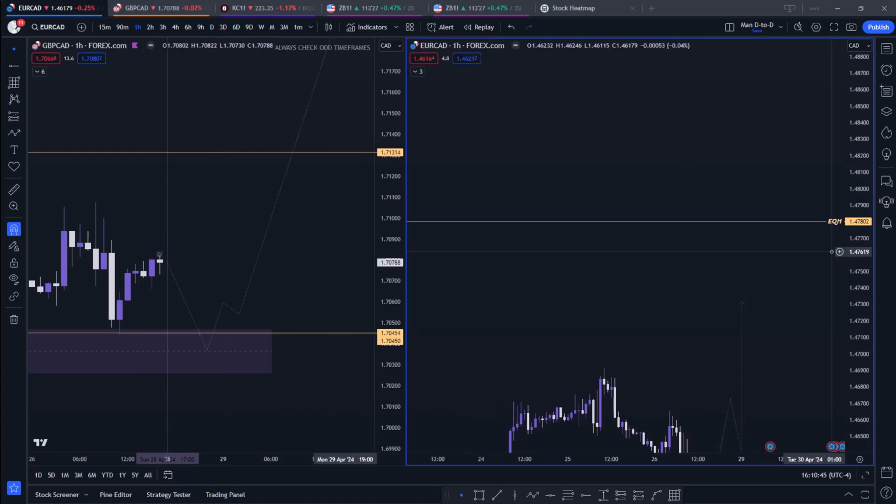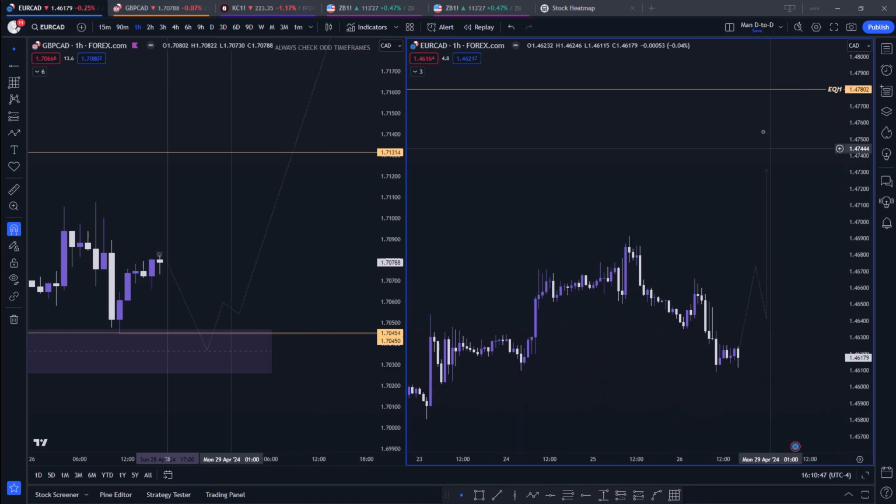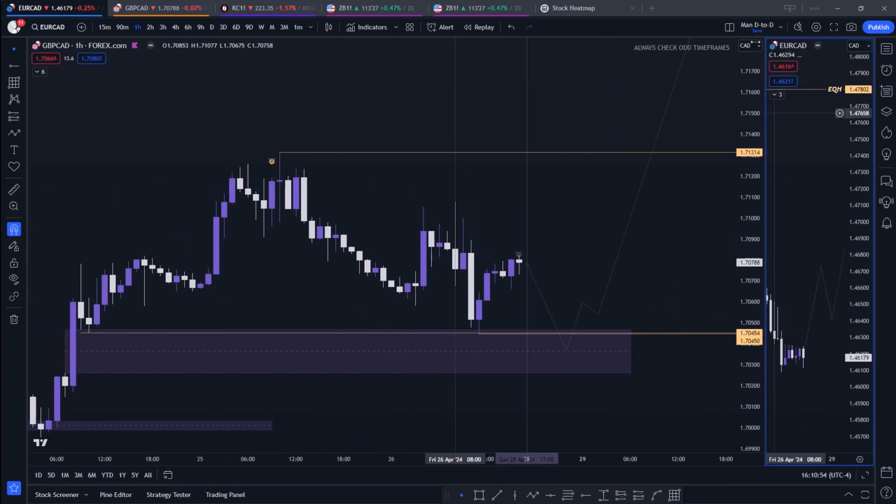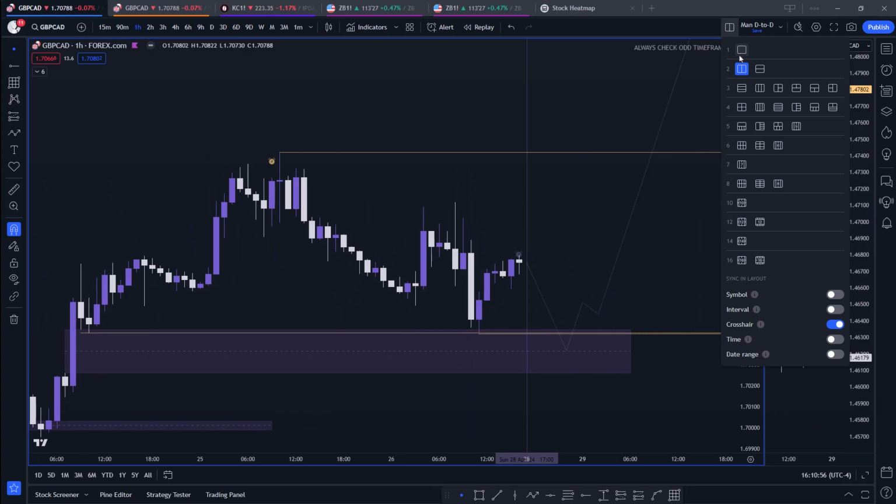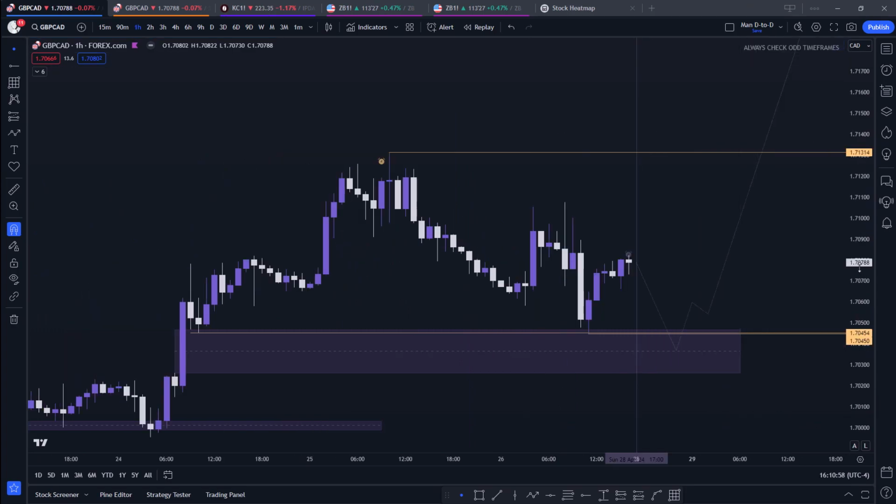at the 1.47802 level. So this is what I'm looking for on GBPCAD and EURCAD, depending on whether or not you want to trade one or both of them.